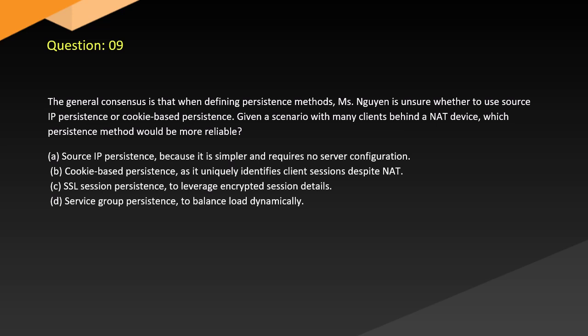Question 9. The general consensus is that when defining persistence methods, a new administrator is unsure whether to use source IP persistence or cookie-based persistence. Given a scenario with many clients behind a NAT device, which persistence method would be more reliable? A. Source IP persistence, because it is simpler and requires no server configuration. B. Cookie-based persistence, as it uniquely identifies client sessions despite NAT. C. SSL session persistence, to leverage encrypted session details. D. Service group persistence, to balance load dynamically.